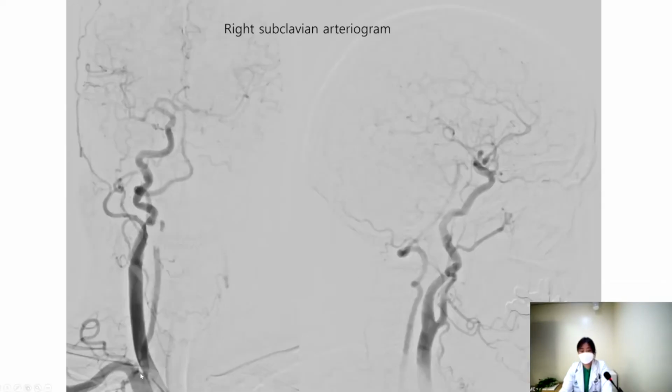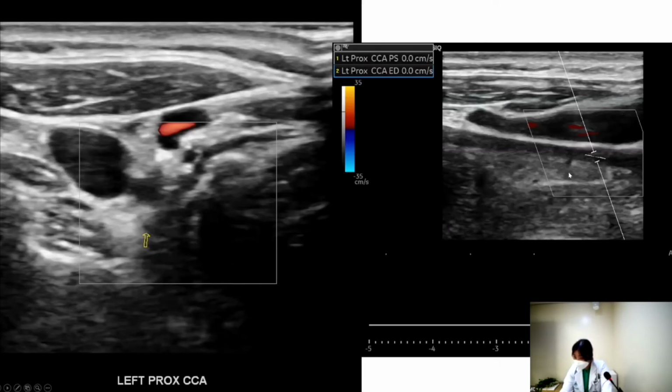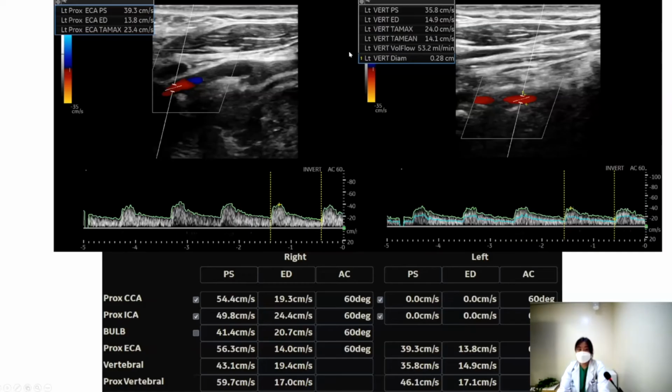And I mentioned this superior thyroid collateral to the contralateral ICA. I could not select the vertebral artery because of very tortuous anatomy, so this is the right side subclavian arteriogram, and there's no definite steno-occlusive lesion. So I reviewed the MRA before the angiography. We can also find the collateral from the ICA, ECA to the thyrocervical trunk. And they also did carotid Doppler, and there's no flow in the left CCA. And also there's no flow in the left proximal ICA. ECA and vertebral artery flow is not significantly increased.